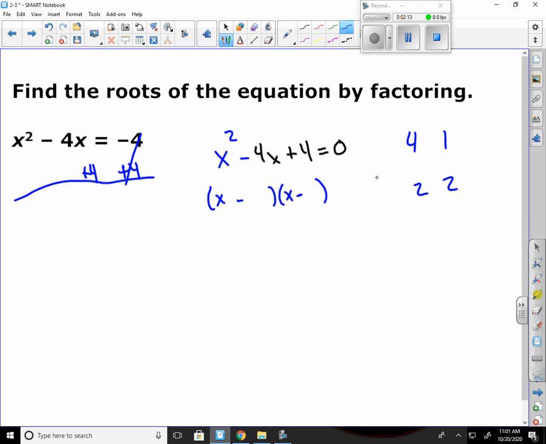So really we're adding. So 4 plus 1 is 5. That's not negative 4. 2 plus 2 is 4. It's negative because these are both negatives. It's really a minus 2 and a minus 2. Set that equal to 0. Now I break these up. x minus 2 equals 0. x minus 2 equals 0. And I'm left with x equals 2.